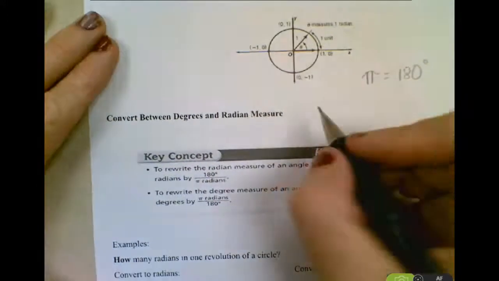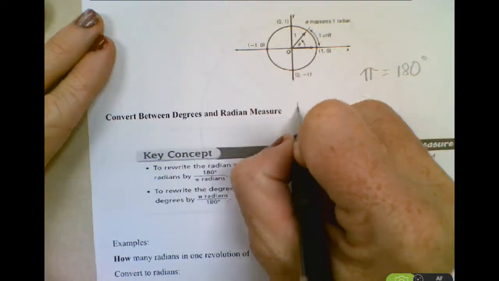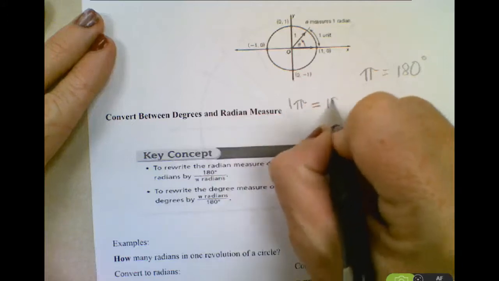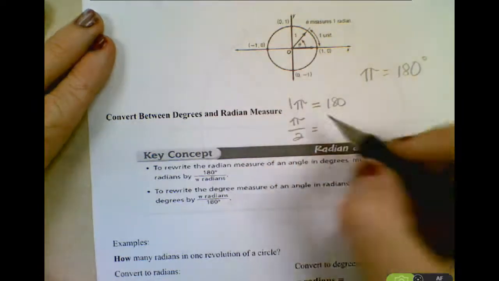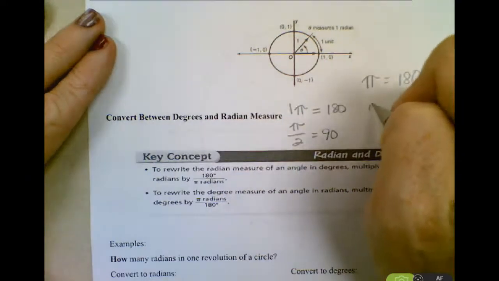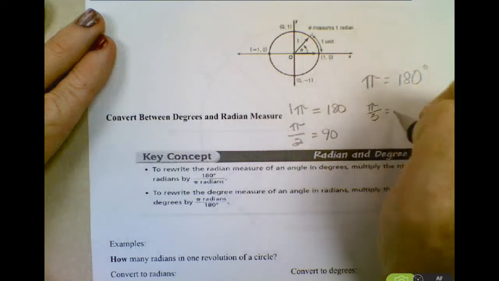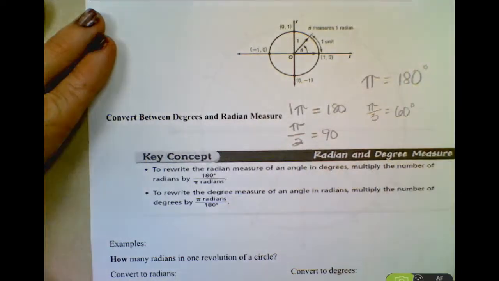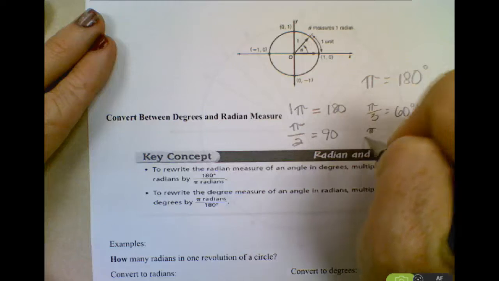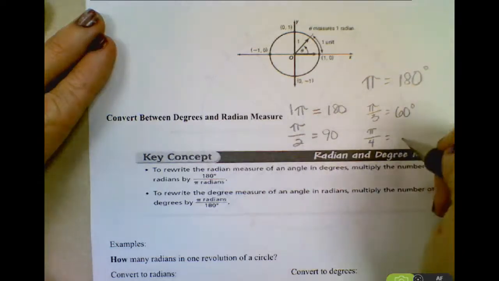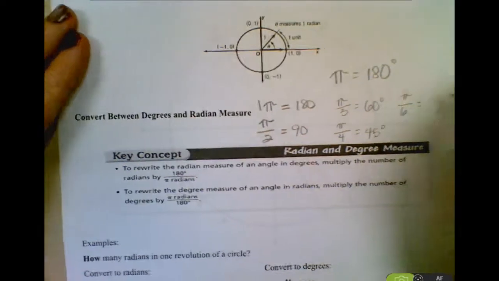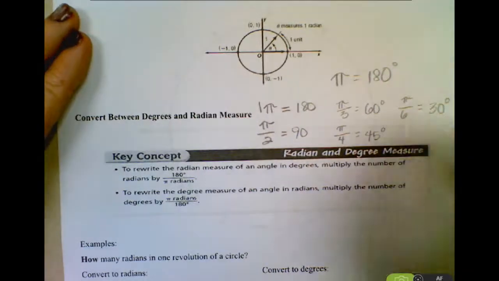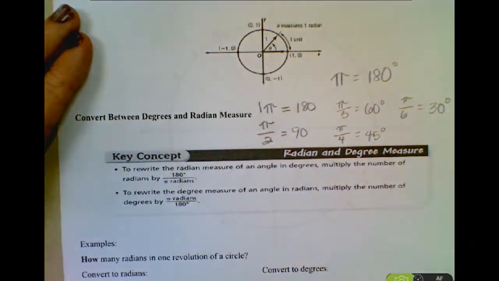Okay, so for example, if we have pi radians, that equals 180 degrees. Pi divided by 2 would just be 180 divided by 2, which would be 90. Pi divided by 3 would be 180 divided by 3, which would equal 60 degrees. Pi divided by 4 would be 180 divided by 4, which would be 45 degrees. Pi divided by 6, which would be 180 divided by 6, would equal 30 degrees. These are numbers that you're going to need to know. They're going to become very used all the time.